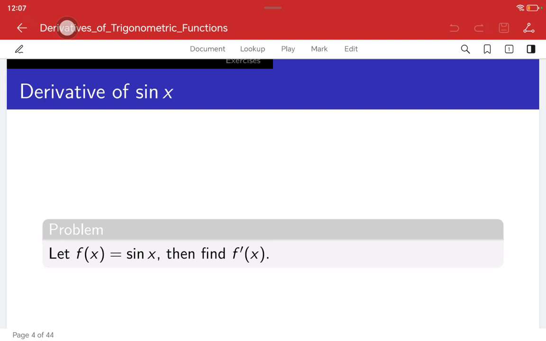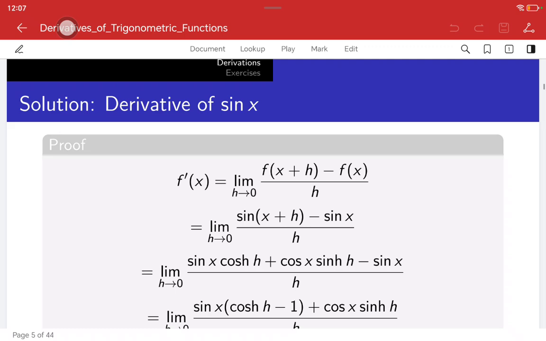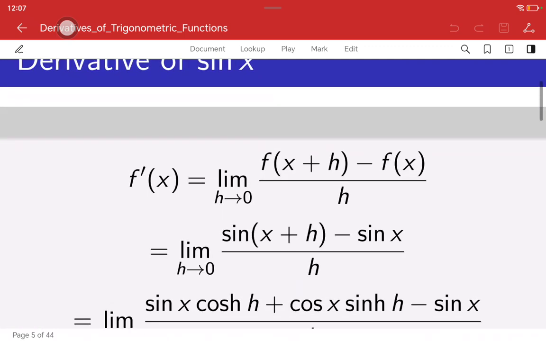So the first one is the derivative of sine x. When we are working with the derivative of sine x, we're given a problem. They say let f of x be equal to sine x, then we must find f prime of x. Every time you're given a problem like this, you're supposed to use first principle. The first thing you're supposed to do is to state first principle. So the question is, how do you state it? You just write this formula.